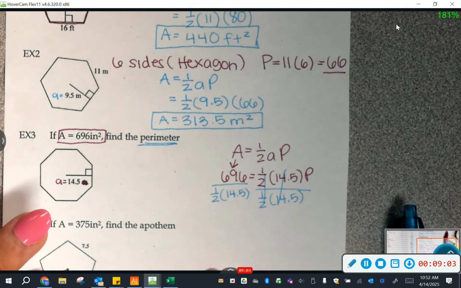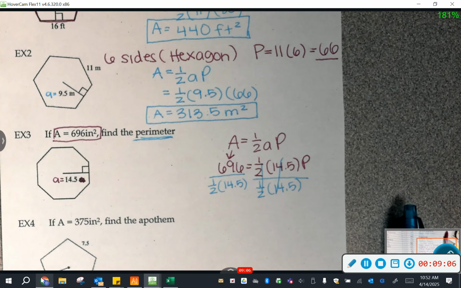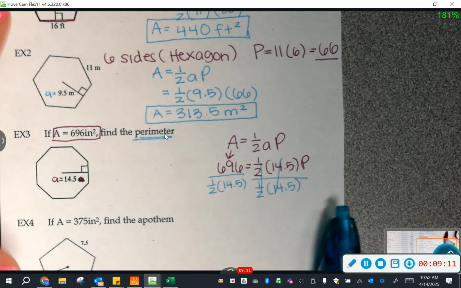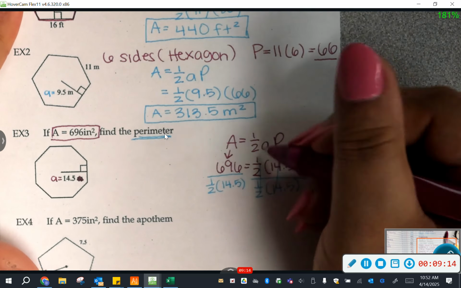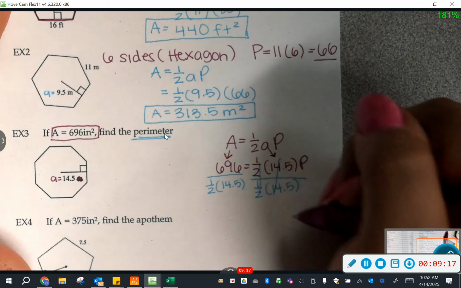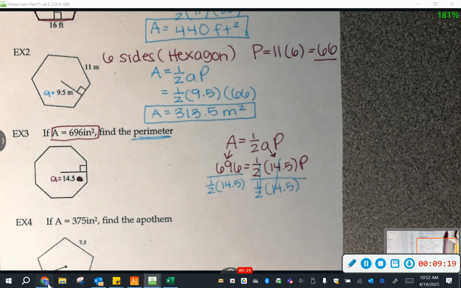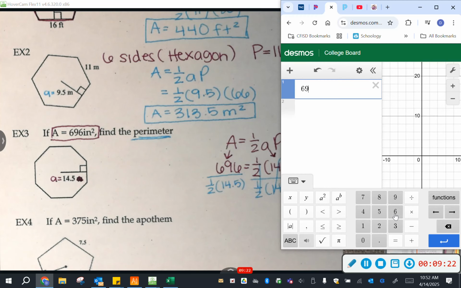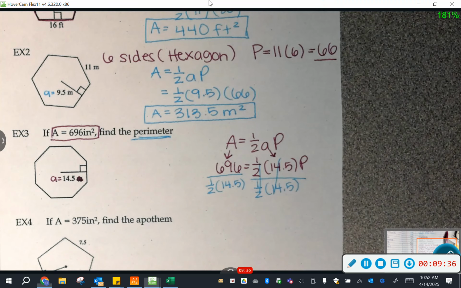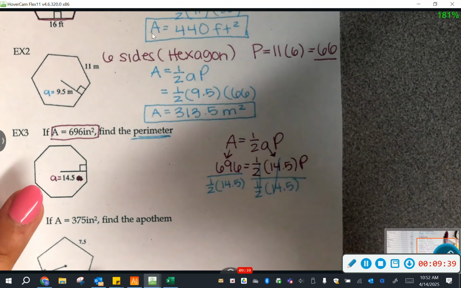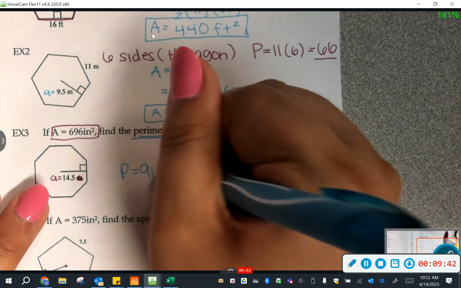You don't know what I did? Or you don't know what the answer is? Oh. Do you need me to explain that? Right here, I'm just plugging into the formula. My apothem is 14.5. Plug that in. 1/2. How do I get P by itself? They're multiplying. What's the opposite of multiplication? Division. So now I'm just going to divide 696. You could have multiplied 14.5 times 1/2 before you did this. I just did. So what's my perimeter? 96. Yes. We're doing it backwards. So the perimeter is 96 inches.